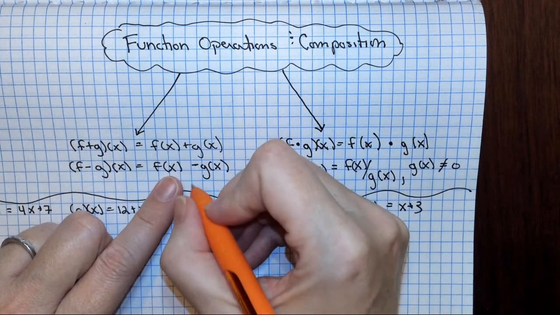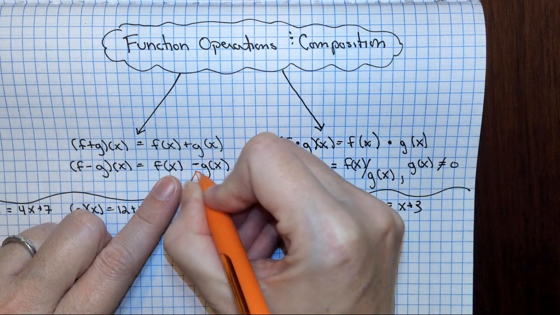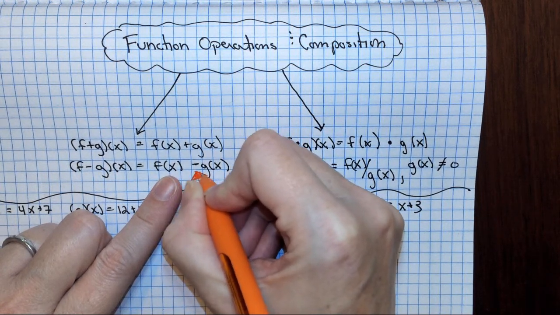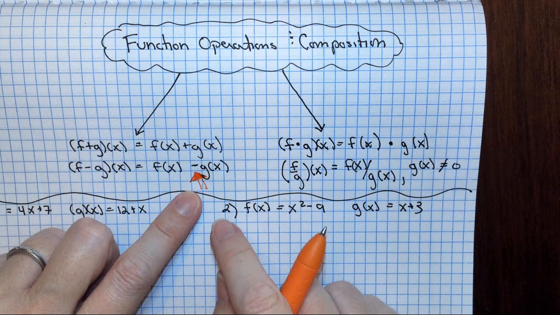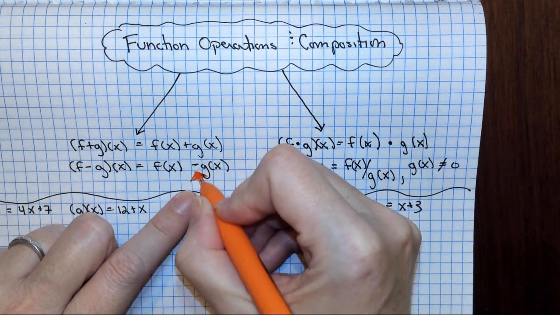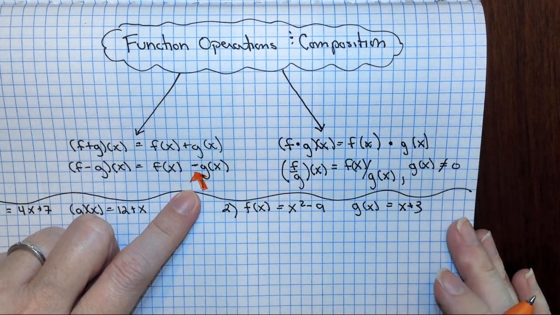Now here is the trick. This subtraction sign is key. So I'm going to put a big arrow by it, and I'm going to bring that up again a little bit later on, so don't lose track of that minus.